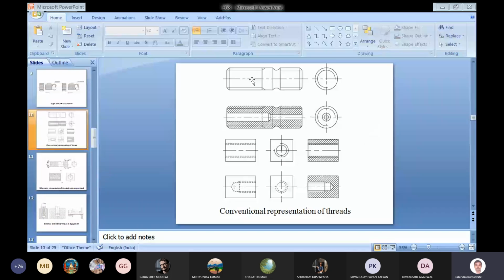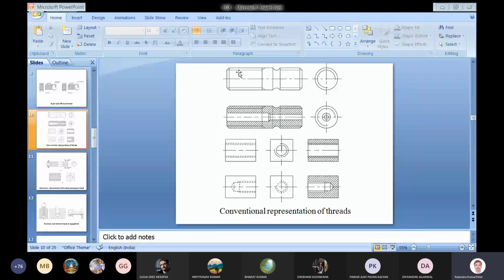thread has been represented by parallel lines. One line has been drawn here, other line is drawn here. So here also two lines are drawn. So both are representing the thread, external thread.